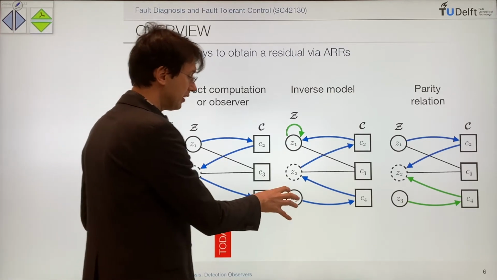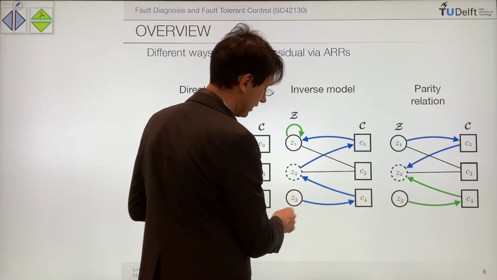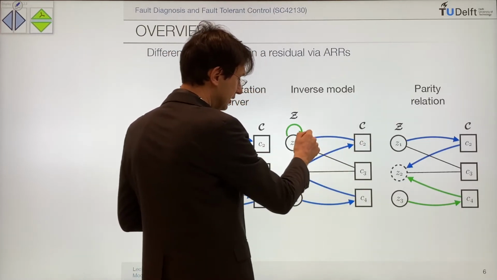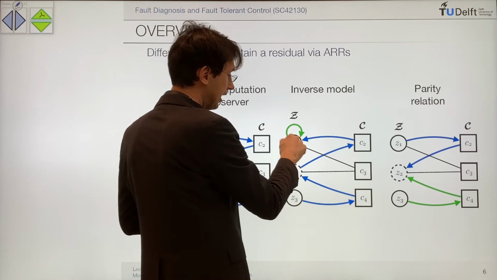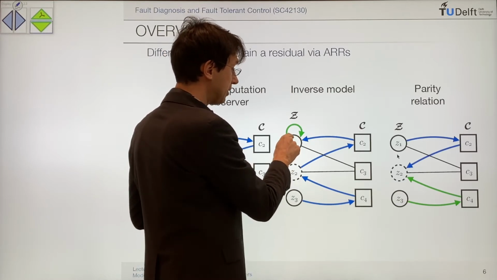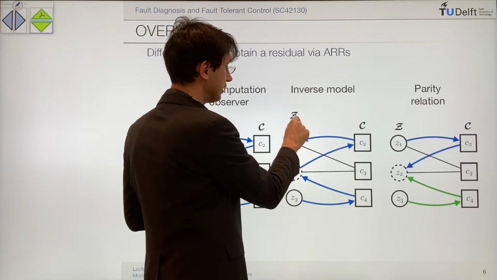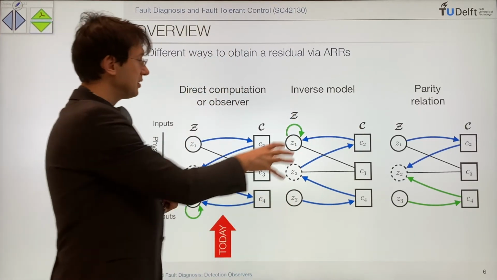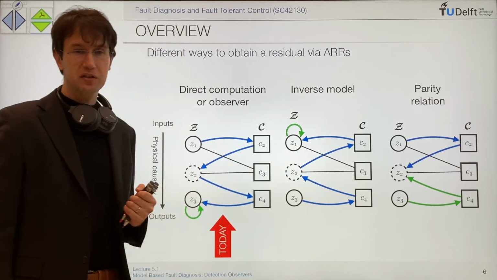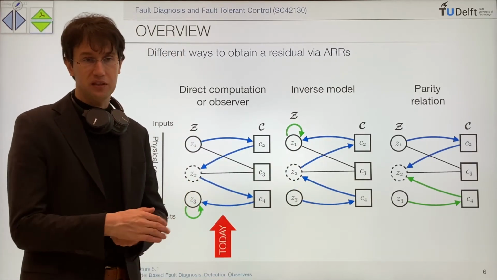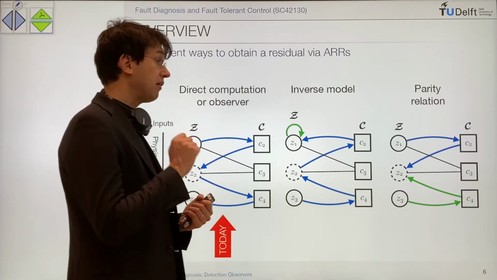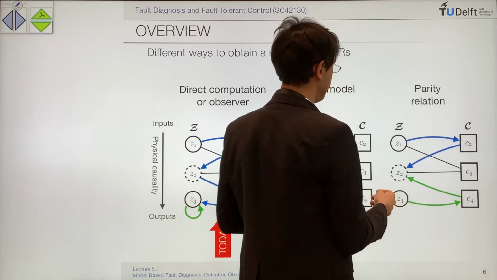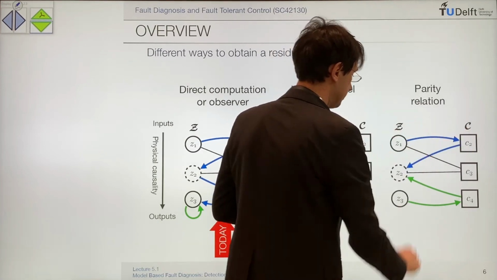Another approach would be to go the other way around, so invert causality. I go from the measurement that I have, I invert my model back, and then I am able to reconstruct what should have been the input to the system, and I compare it, green path, with the input I have. This is not a wonderful idea, because most of the time you cannot invert a model like this. And finally, there is another approach, the one that was basically shown in the previous slide, that are the parity relations.